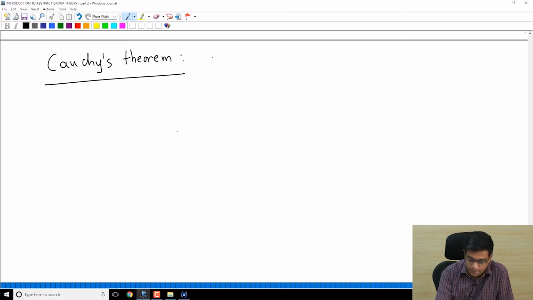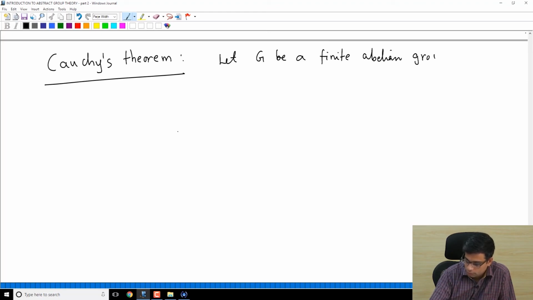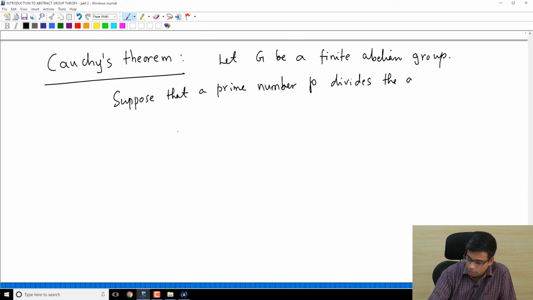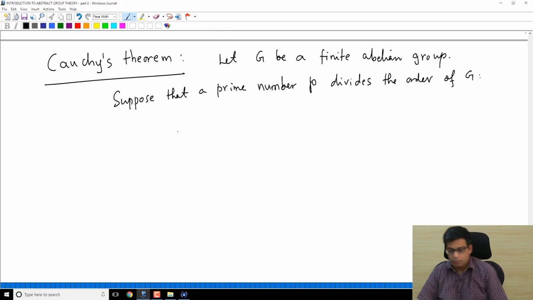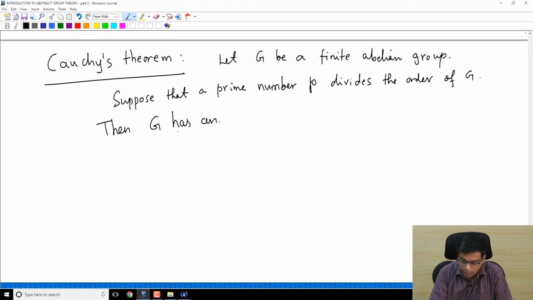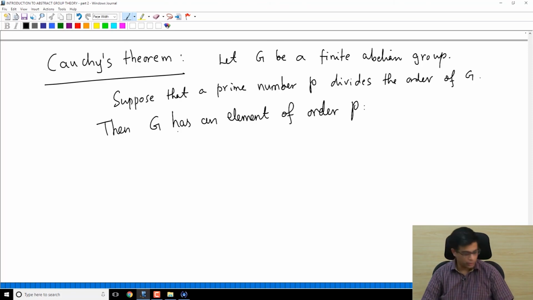So Cauchy's theorem says the following. Let G be a finite abelian group. It's a finite group, meaning it has only finitely many elements, and it's an abelian group, meaning any two elements in G commute with each other. Suppose that a prime number P divides the order of G. Then G has an element of order P.